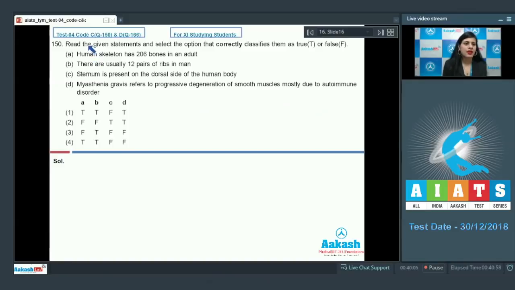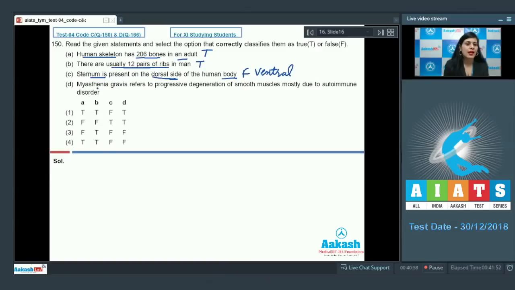Question number 150. Read the given statements and select the option that correctly classifies them as true or false. The very first statement is human skeleton has 206 bones in an adult, and as it is a correct statement, so this is a true statement. The next statement given is there are usually 12 pairs of ribs in men, and it is also a true statement. The next statement given is sternum is present on the dorsal side of a human body, and this is a false statement because sternum is present on the ventral side of body.